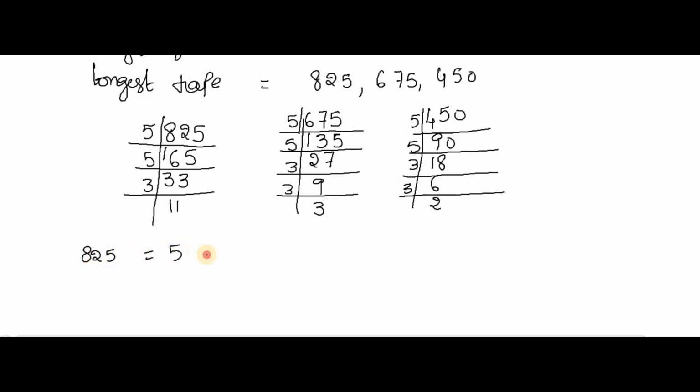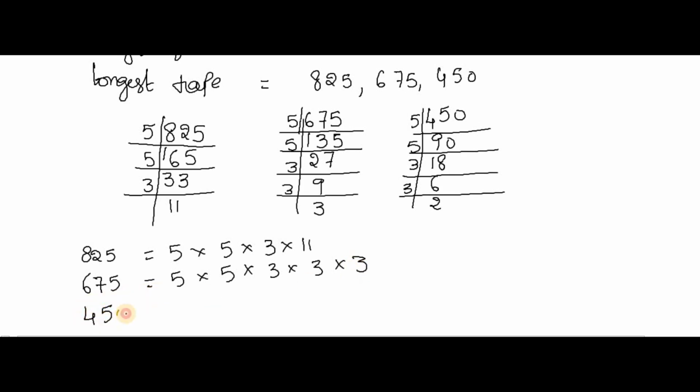825 is equal to 5 into 5 into 3 into 11. 675 is equal to 5 into 5 into 3 into 3 into 3. 450 is equal to 5 into 5 into 3 into 3 into 2. So which is common? 5, 5 and 3.